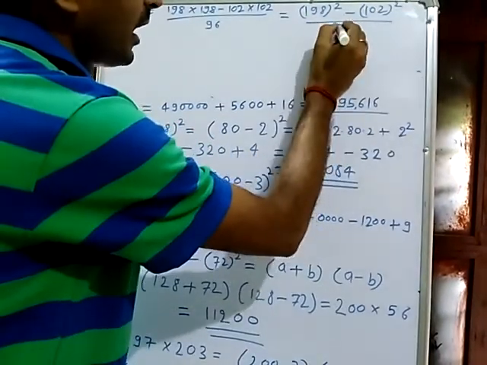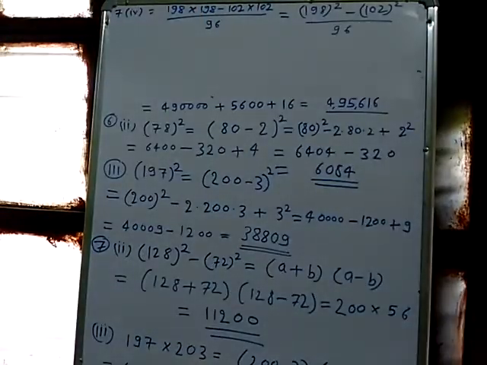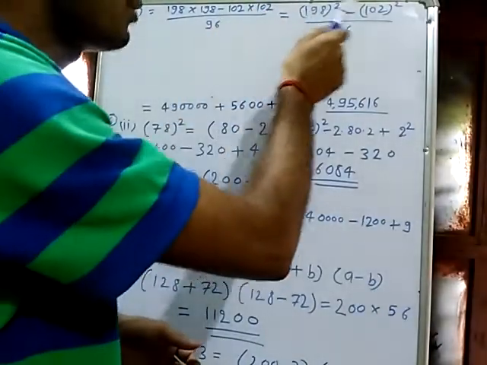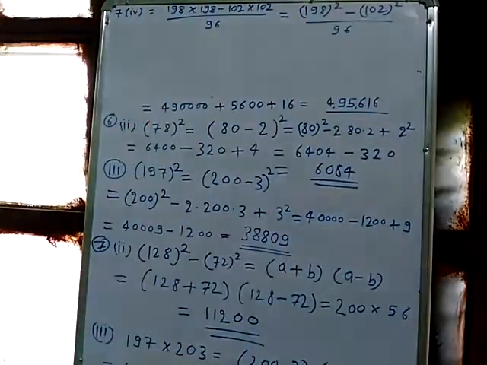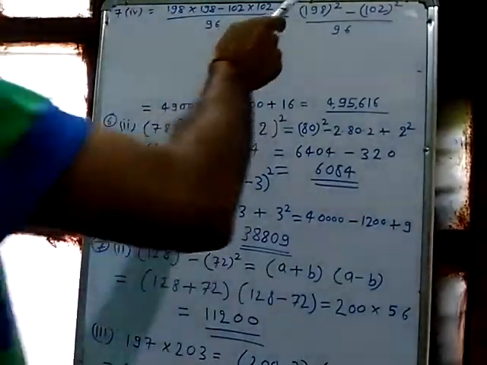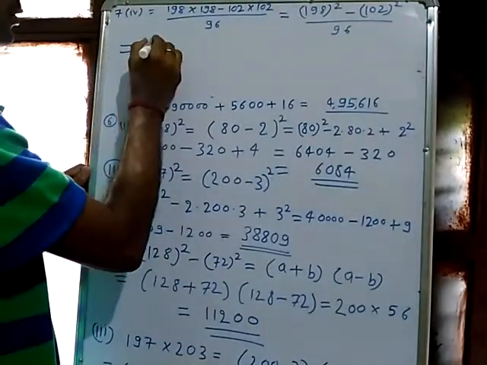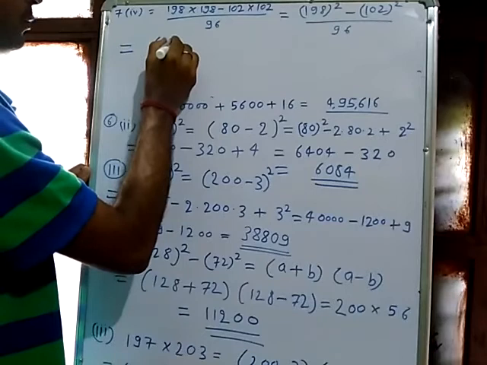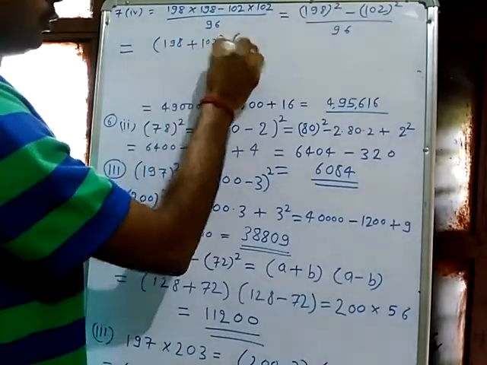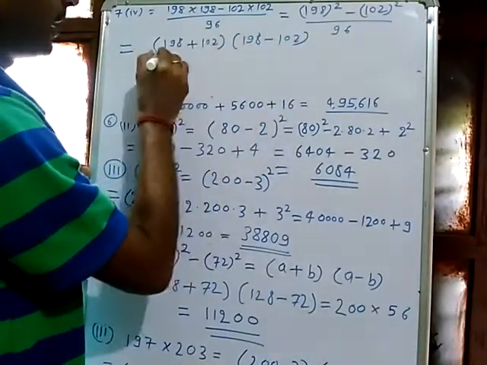Now look, we have rubbed the identity. So those of you who learned it by heart can apply it. Which identity is applied? The third one, A square minus B square. Learn the identity both ways: A plus B into A minus B is equal to A square minus B square, and A square minus B square is equal to A plus B into A minus B. So use the identity: 198 plus 102 into 198 minus 102, divided by 96.